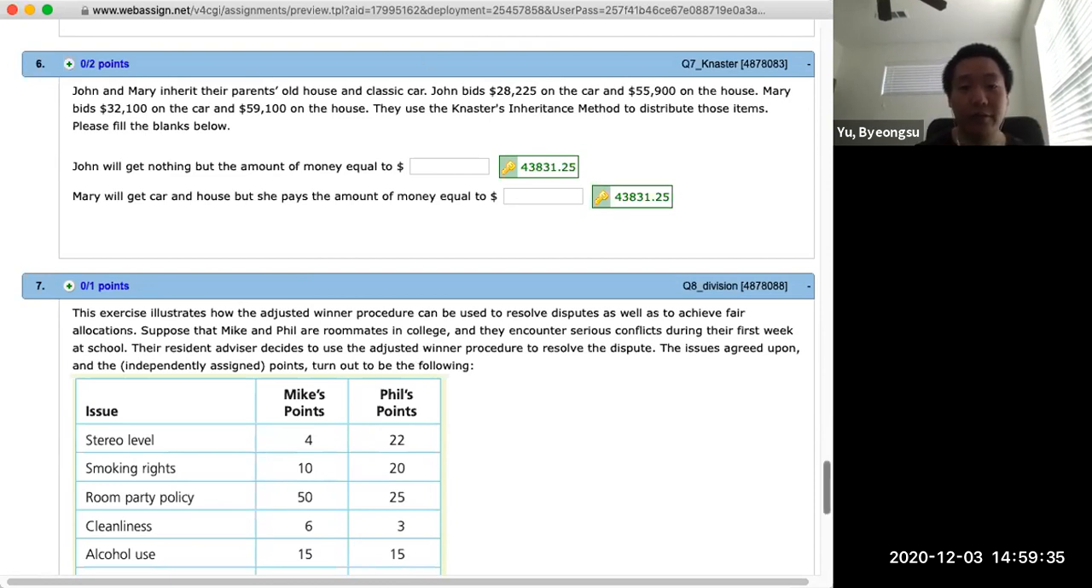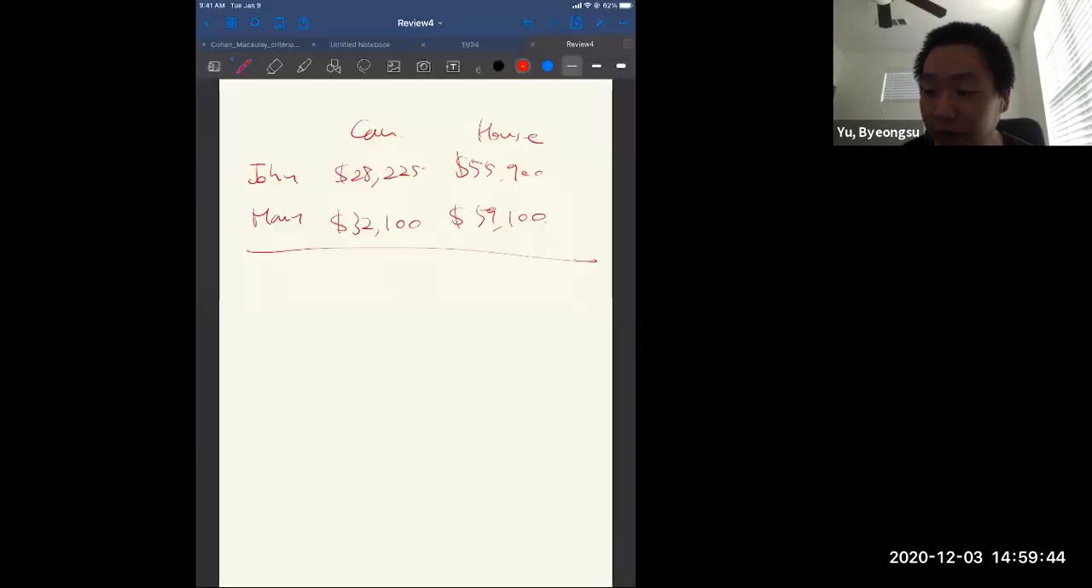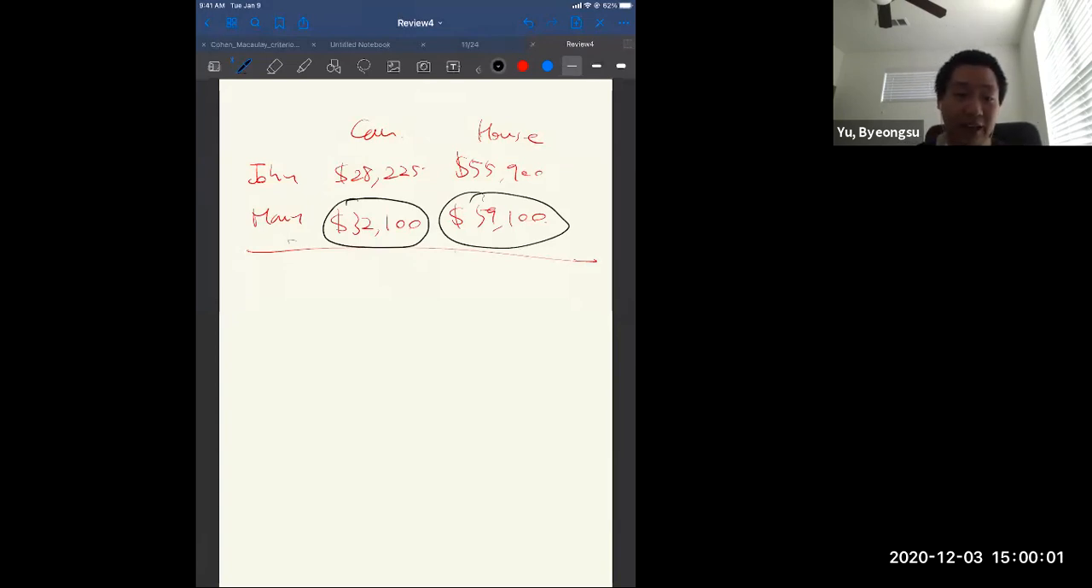So first of all, now I'm sharing my screen. What you need to choose is who is the winner in each case. Mary's bid is greater than John's on the car, and her bid is also greater than his bid on the house. So Mary definitely wins in both cases. But in the nested inheritance procedure, just do it case by case because otherwise you have some confusion. So in this case, N is 2, right?